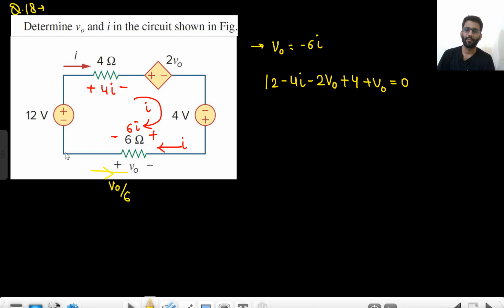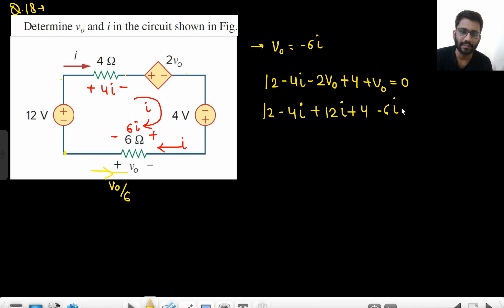Did you understand it? I started from here, 0 to 12. 12 minus 4i minus 2v naught plus 4 plus v naught equals 0. I just traveled around the complete loop. If I have traveled around the complete loop, I will add all the voltages and make it 0. Now I will replace v naught with i. So 12 minus 4i, plus 12i plus 4 minus 6i equals 0. So 16 equals minus 2i, so i is equal to minus 8 ampere.